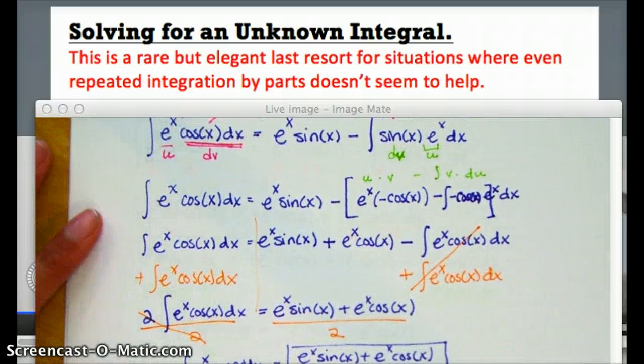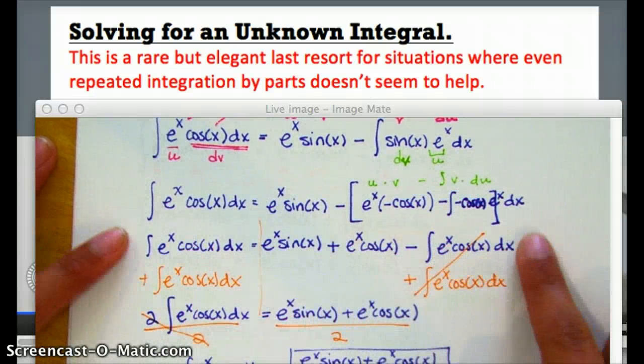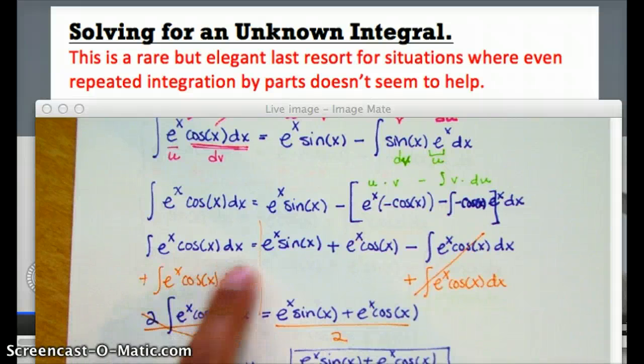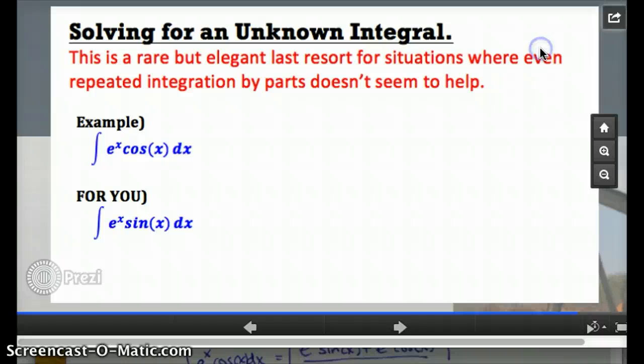All the colorful part at the top was integration by parts, and then at some point we just turned this into a basic algebra problem where we were solving for this integral. See if you can replicate this process and do the one at the bottom.